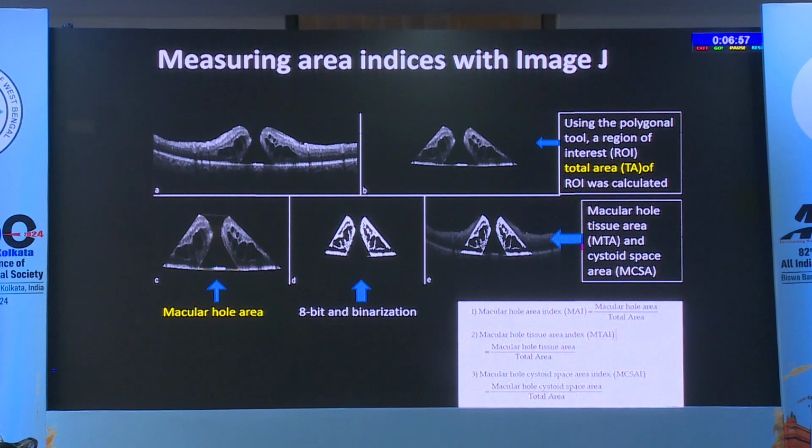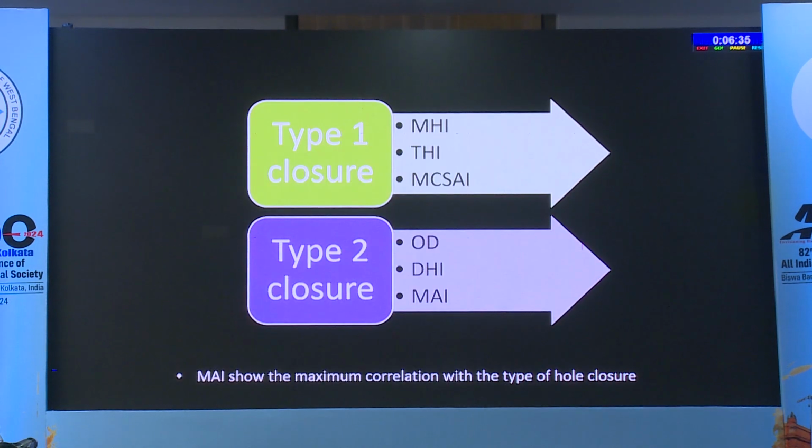Similarly, for macular hole imaging, if you incorporate an image software, we can calculate something known as total area. This is the total area, and this is the macular tissue area. And you can even calculate the cystoid area. Based on that, certain indices can be calculated, like macular total area index, macular area index, and the cystoid space area index, which have a prognostic value.